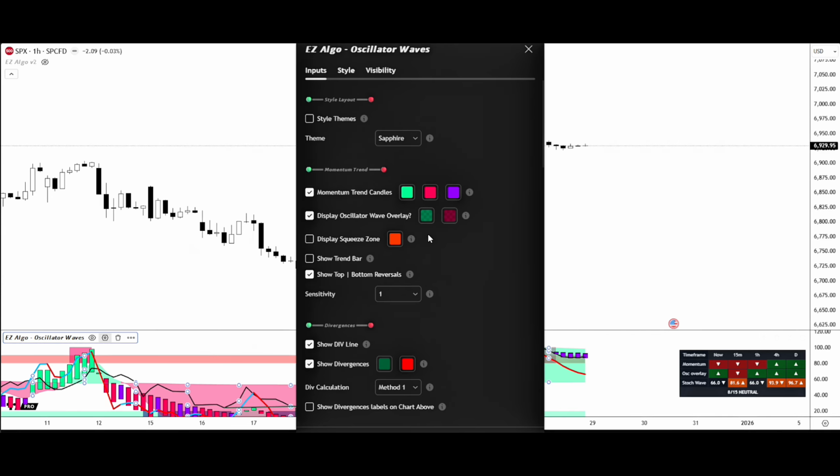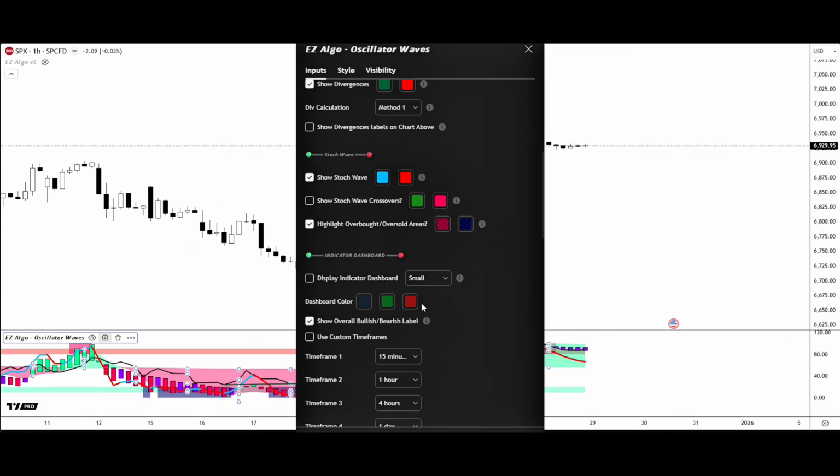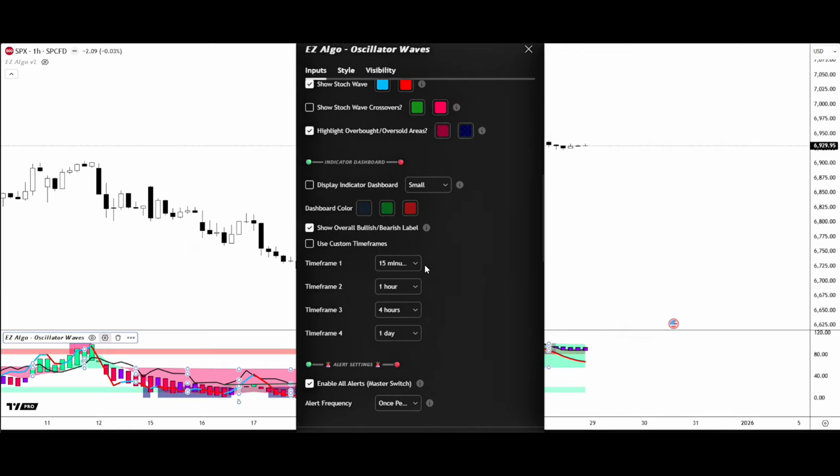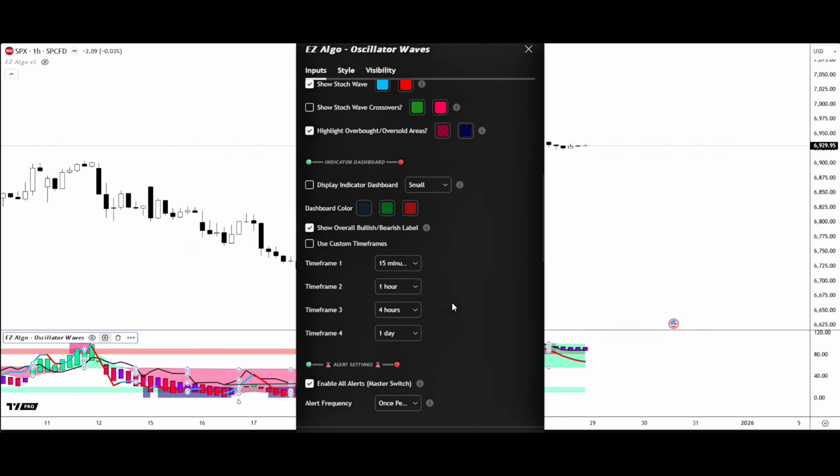And to turn that on, all we got to do is go to our settings, go over to our display indicator dashboard, and we can turn this on, turn this off, change the colors. We can also choose the time frames as well. So overall, it's pretty useful.